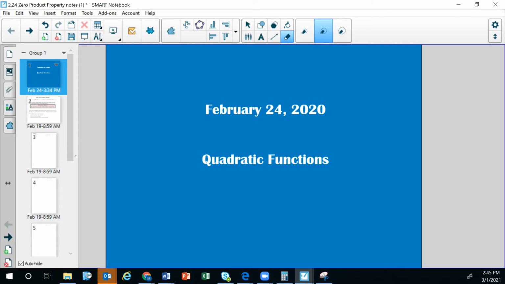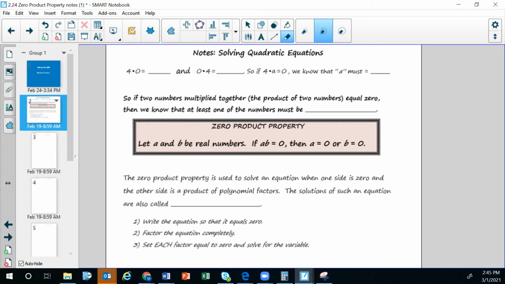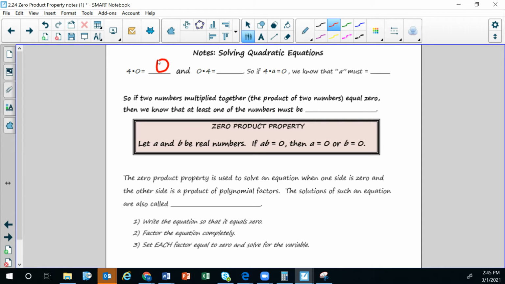Our class today lesson is on quadratic functions. And so if 4 times 0 equals 0, right? Let's see, 4 times 0 is 0, and 0 times 4 is 0. Therefore, if 4 times a equals 0, then a must be 0, all right?